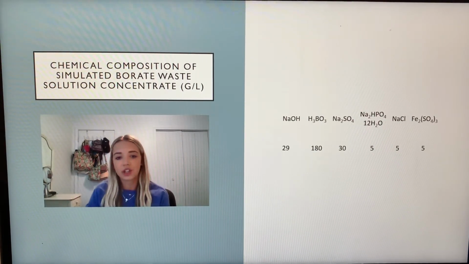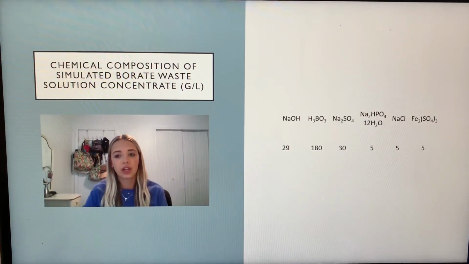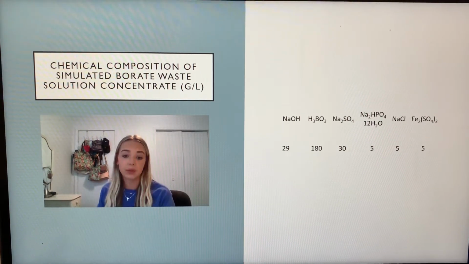This slide is basically just showing you the chemical composition of that simulated borate waste solution, and that's just the concentration of it in grams per liter.